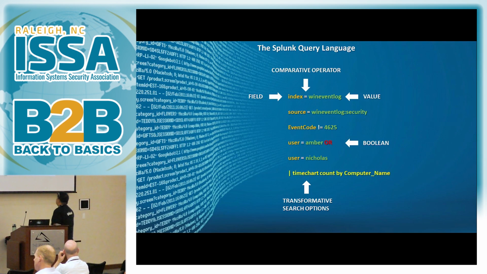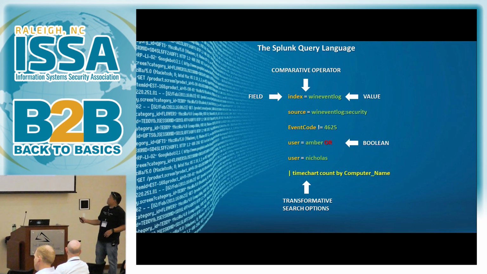On the left-hand side here in orange, you have your fields. And then you put a comparative operator in the middle. So equals, not equals, less than, greater than, less than or equal to, greater than or equal to. And on the right is your value. So this search is going through my Windows logs. It's looking specifically at the Windows security logs. And here, my comparative operator is not equal to. So I'm saying the event code is not 4625. 4625 is bad username password. So I'm looking at every other event than bad username password.